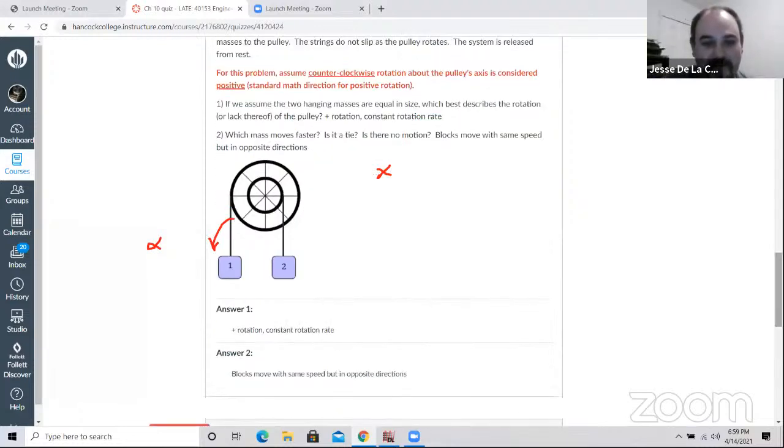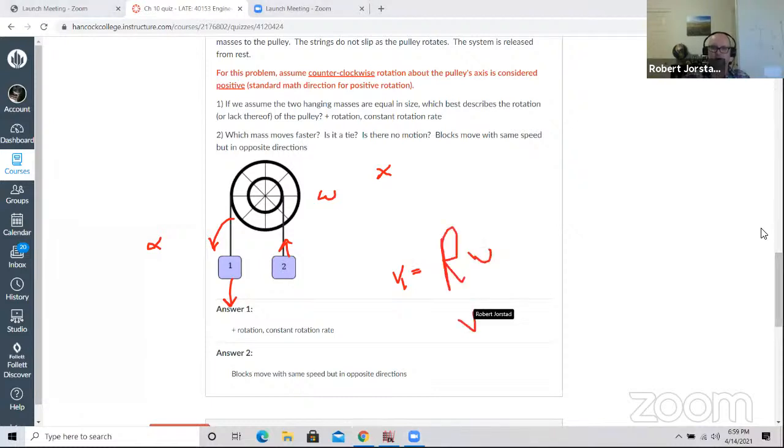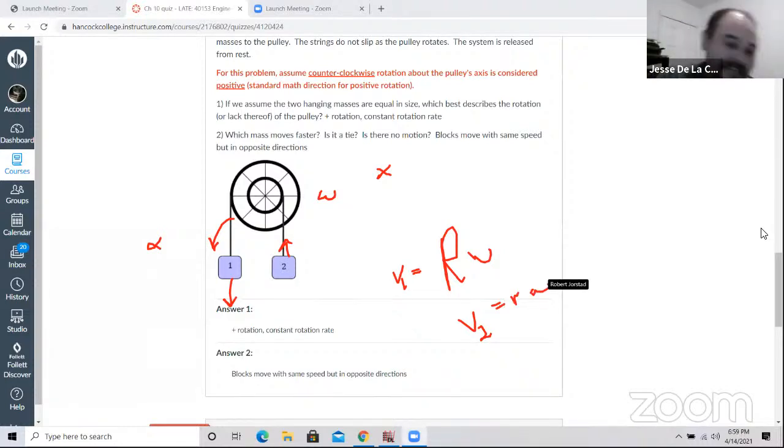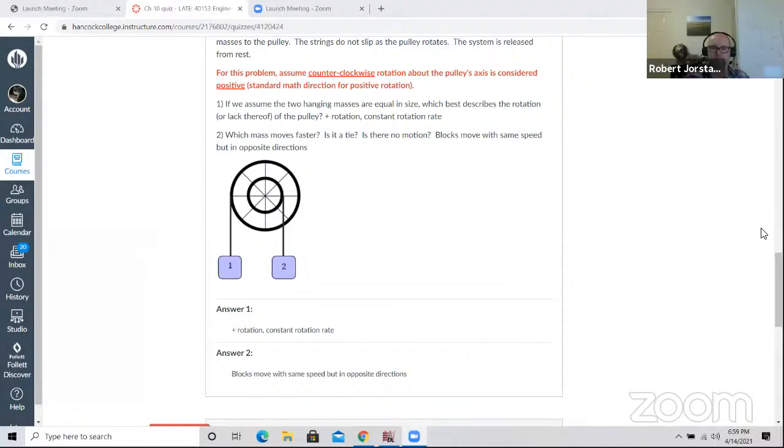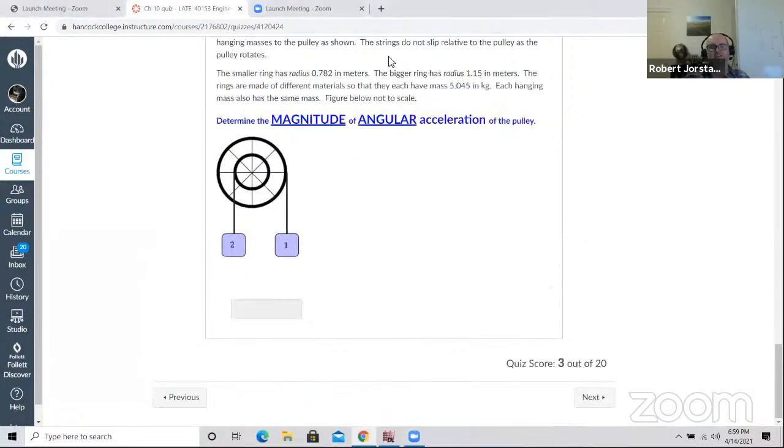And then for the bottom one, this one's going to move twice as fast as that one. Yep. Right? Because they have the same omega at any point in time. And since V1 equals big R times omega, whereas V2 is small r times omega. Got it? Yeah, I realized that at the last second too. Okay, then the next one. So it's not constant rotation rate, it's constant rotational acceleration.